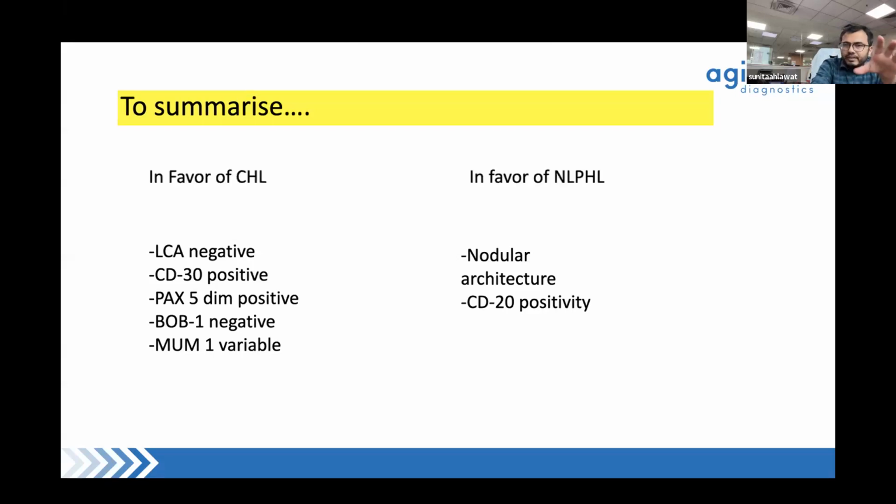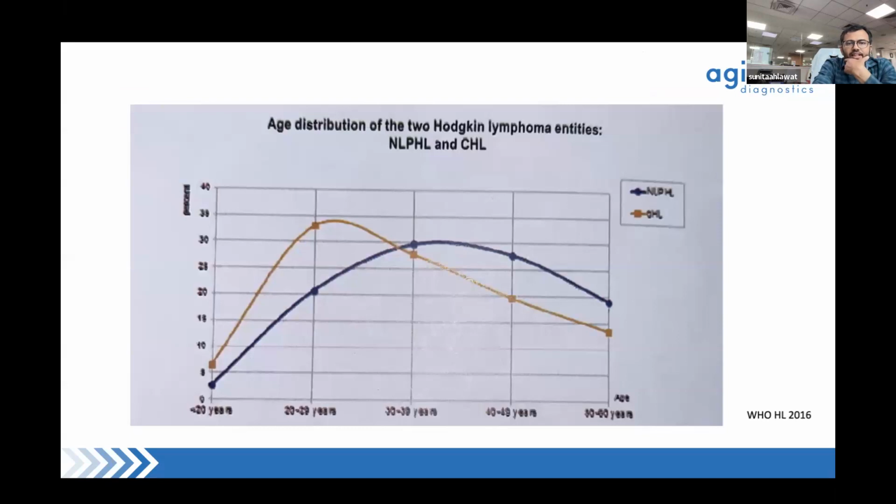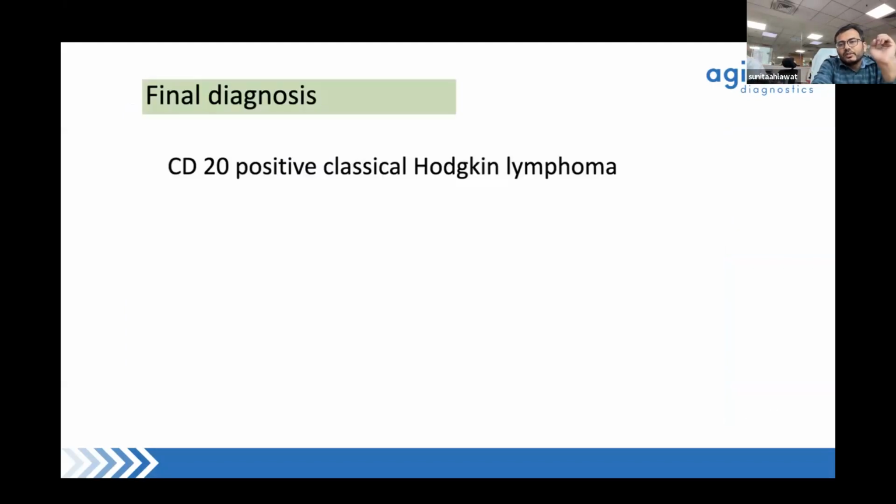So having all these features, we diagnose this case. And the clinical feature, the boy is 16 years old. If we see the literature, the maximum peak of NLPHL comes between 30 to 50 years of age, as compared to classical Hodgkin lymphoma, which has a bimodal distribution in children and in the 40s to 50s. So the clinical features, again with the bone involvement and generalized lymphadenopathy, the final diagnosis made is CD20 positive classical Hodgkin lymphoma. Thank you.